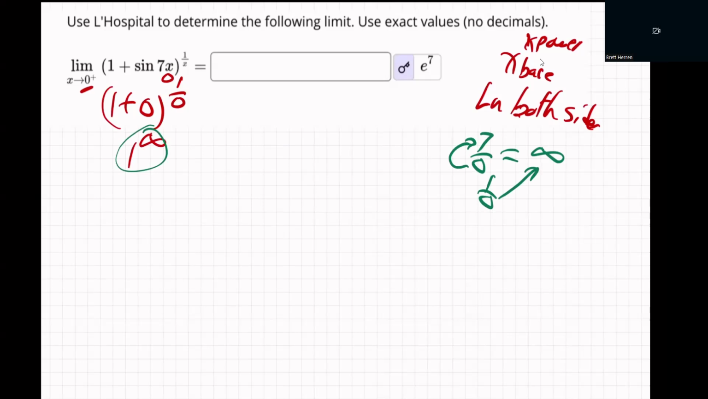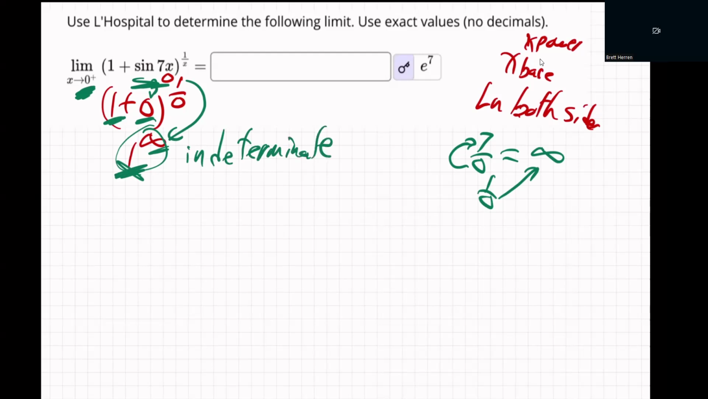Well, it's not really 1, right? x is just getting close to 0. It's not right on 0. That means the sine of something close to 0 is close to 0 itself. Plus 1 is close to 1, but it's a little bigger than 1. It's not exactly 1. And this is infinity. So it's something a little bigger than 1, raised to infinity. It's just unclear. It's an indeterminate form. We can't tell. It's rules in conflict.